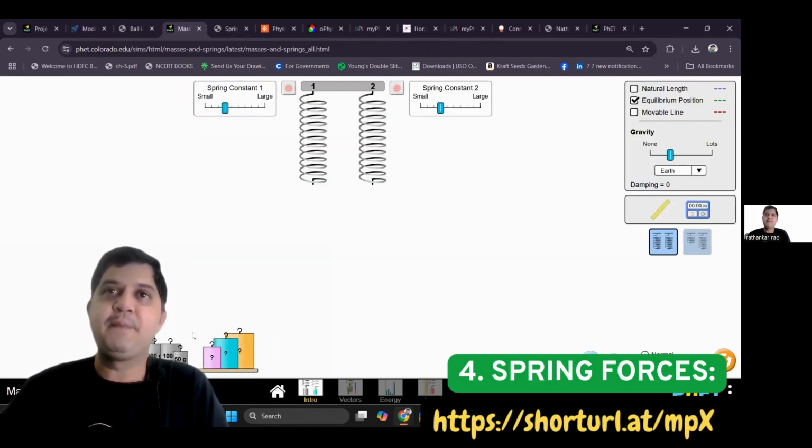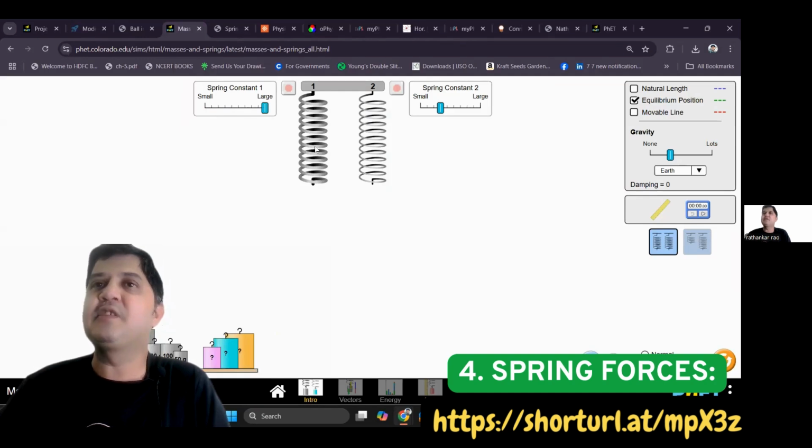It's about springs. Now in the springs, there's a PhET simulation. As you see here, there are two springs going over here. Spring constants you can vary. If the spring constant is small, it becomes a flexible one. If the spring constant is very large, you see it becomes a thicker one. I hope you would have seen these kinds of springs in trains or maybe in your sofa sets, right? So there's a stiffer spring.